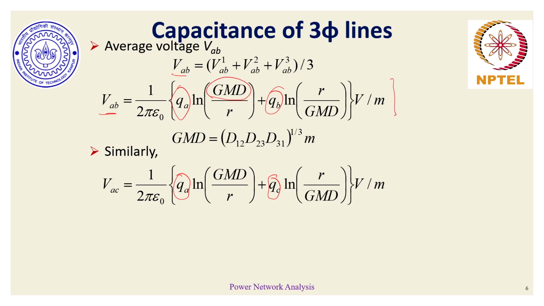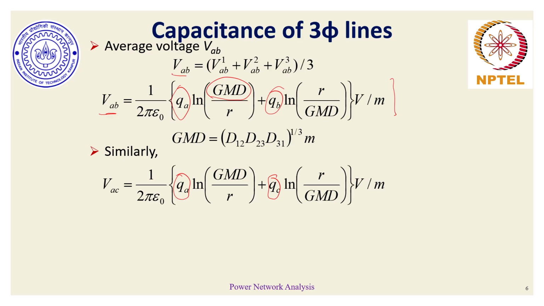respect to a neutral. Once we know VAN, where n is the neutral point, then we can also derive the capacitance of phase A with respect to neutral point, rather than finding capacitance between phase A, phase B or phase A, phase C, because the line-to-line capacitance doesn't make much sense.